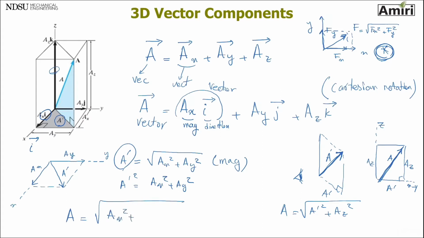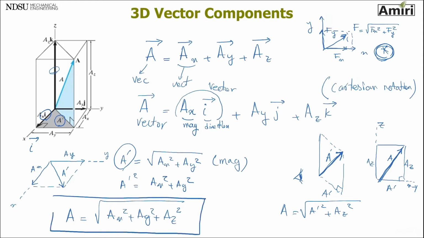Ax, Ay, Az. So if you have the three components, before, when we had two components, Fx and Fy, we could find a magnitude, right? See the similarity? All we've added to it is a third term, which is that Az squared. Okay.